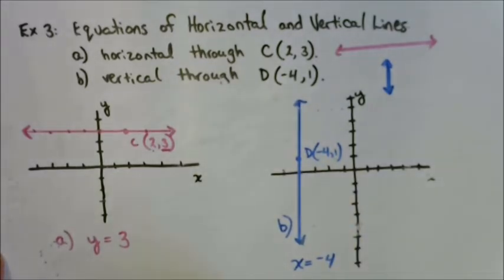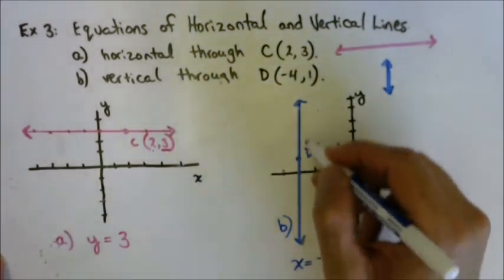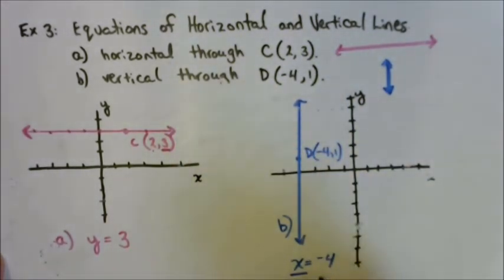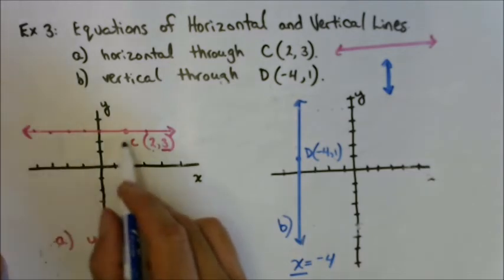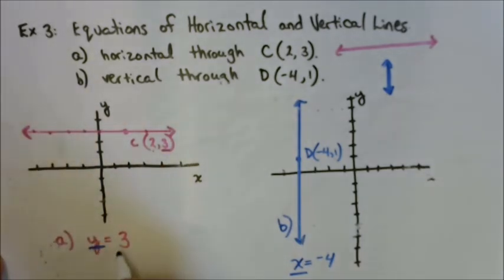Done. The equation for a vertical line will always be in the form x equals something. The equation for a horizontal line will always be in the form y equals some value.